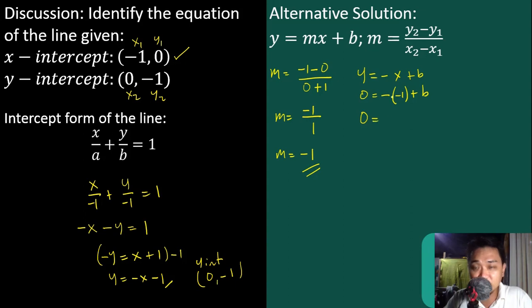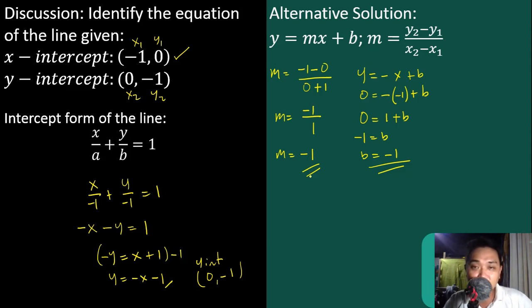0 is equivalent to negative 1 times negative 1, which is positive 1, plus b, and then transpose. So we have negative 1 is equivalent to b, therefore b is equivalent to negative 1. Yan. So meron na tayong slope, meron na tayong ordinate ng y-intercept.